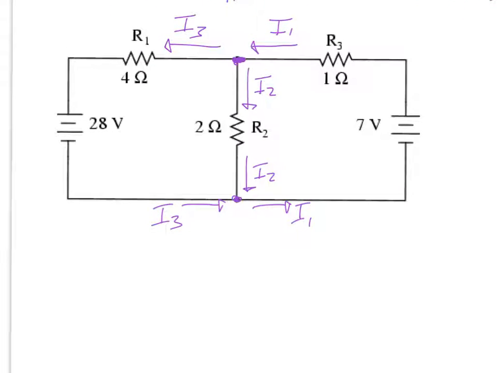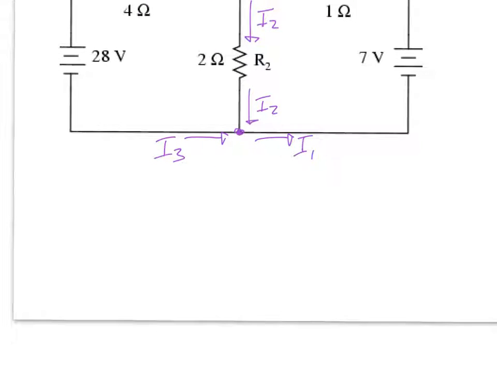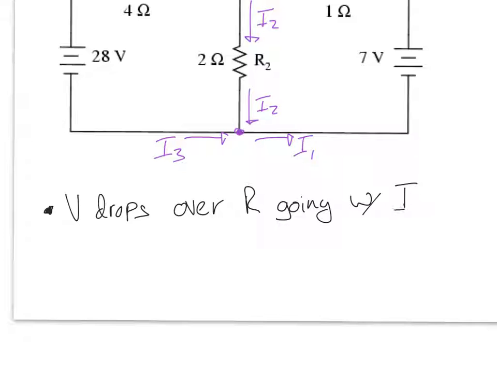Now we're going to go around and look at the voltages and how the voltage changes and drops around the loops here. It's important to note a few things before we start, though. First of all, if you go over a resistor in the same direction as the current, your voltage is going to drop. So V drops over a resistor going with the current, and the opposite occurs if we go against the current. V raises going over resistance if you are going against the current.